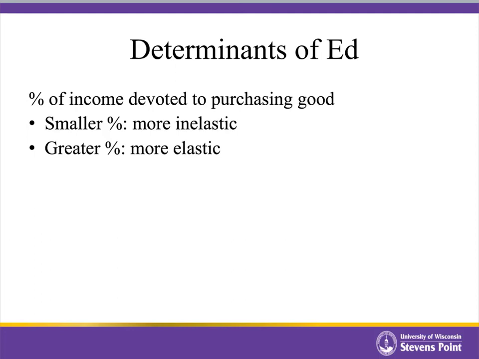The final determinant of the price elasticity of demand, and this is one that seems the most counterintuitive to me, relates to the percent of income devoted to purchasing the good. So the argument here is that if something takes up a small fraction of your overall income, we expect to get a more inelastic measurement.